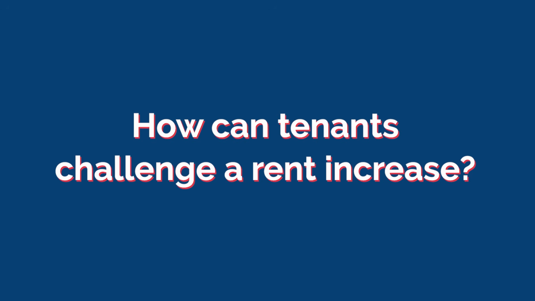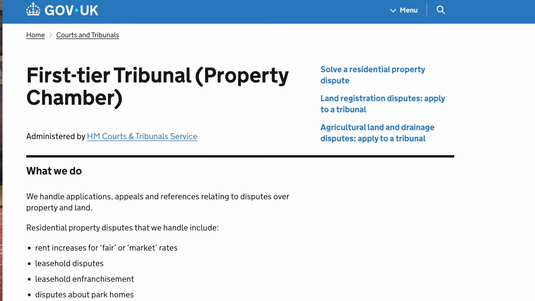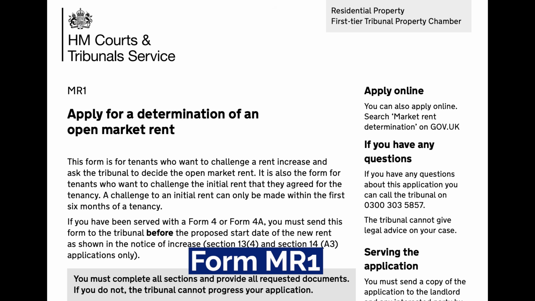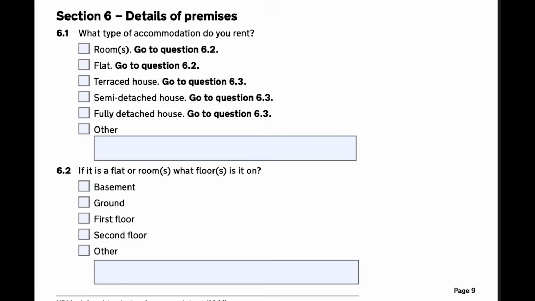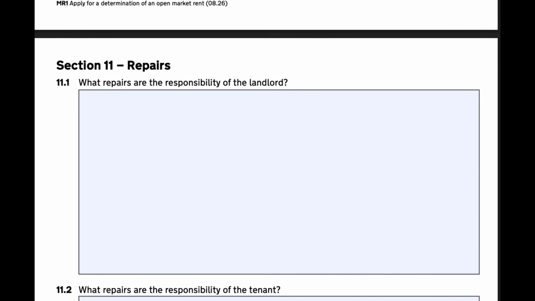Now, how can tenants challenge a rent increase? If tenants don't agree to the new rent in the Form 4A notice, they can challenge the notice at the First-tier Tribunal. However, they do need to do this before the date the rent increase is due to come into effect. To appeal a notice, they need to submit Form 1, which asks for detailed information about the property, rooms, facilities, type of property, furniture, repairs.